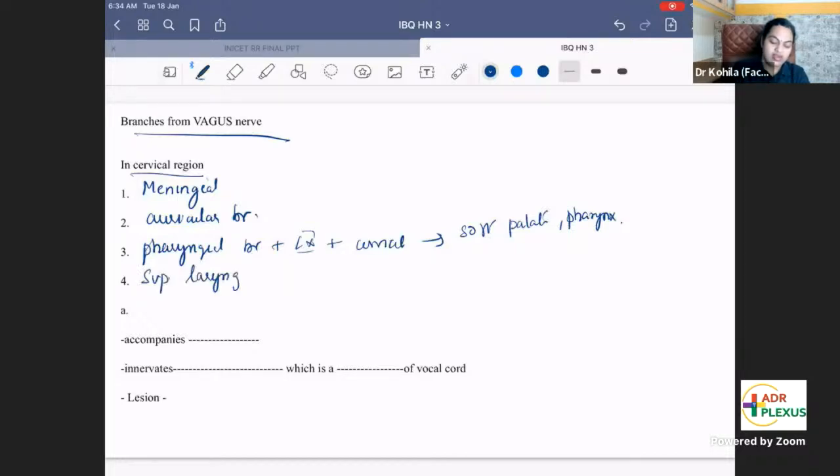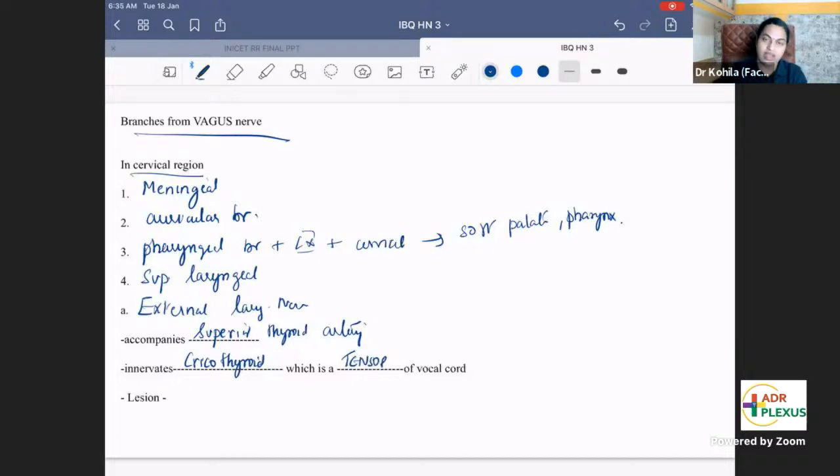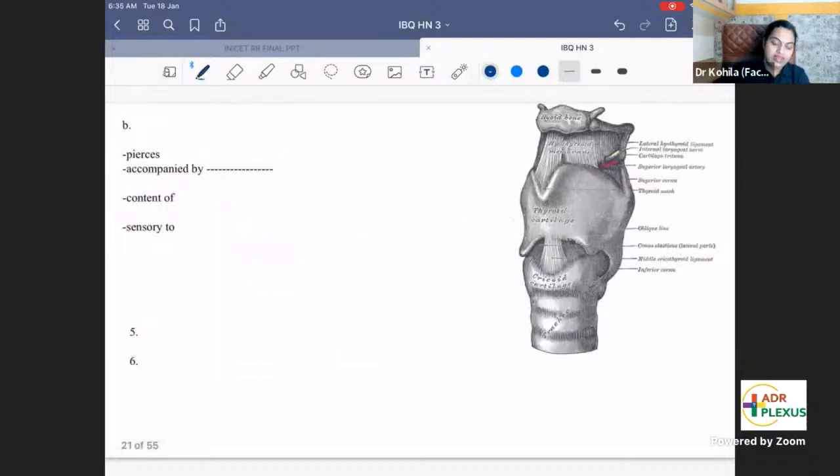The superior laryngeal branch of vagus is going to divide into the external laryngeal nerve. The external laryngeal nerve, which artery does it accompany? It accompanies the superior thyroid artery. Okay, it innervates which muscle? Cricothyroid. The cricothyroid is the tensor of the vocal cord. Lesion of the external laryngeal nerve will lead to a weak husky voice. Okay. And then the other branch of the superior laryngeal, the internal laryngeal nerve.